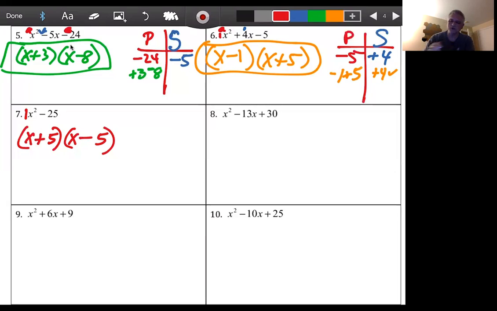Now, if you didn't want to and you did the product sum, 2 numbers that multiply to negative 25 but add to 0, it'd be 5 and negative 5, which is exactly what we get.